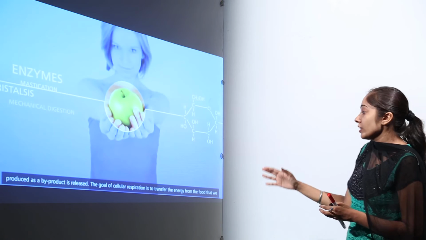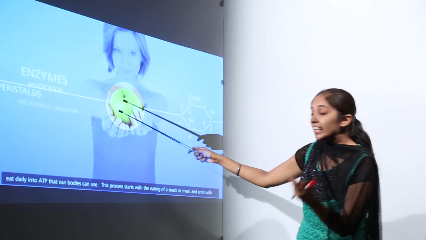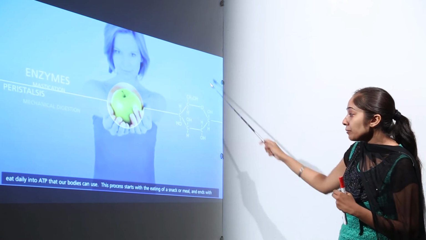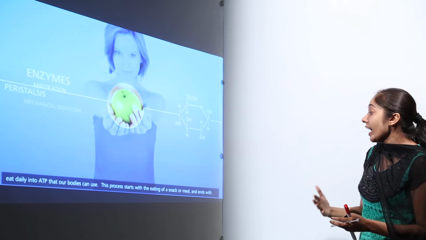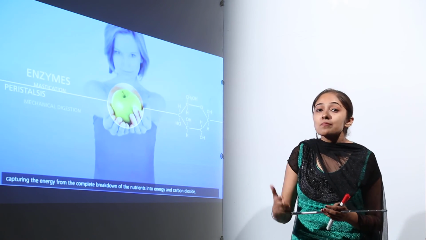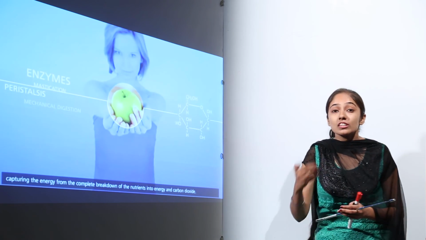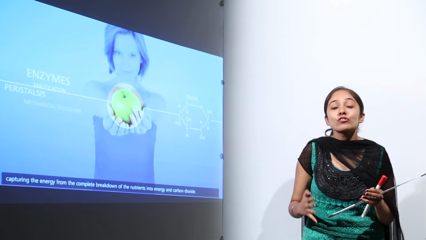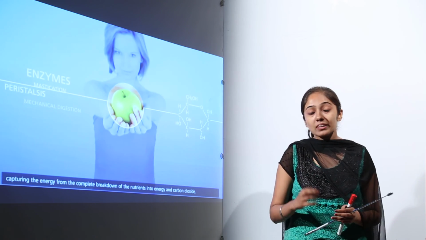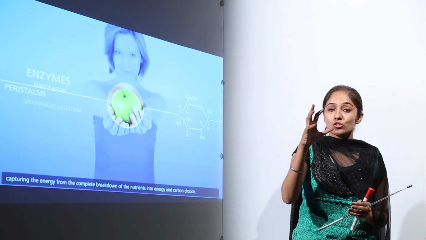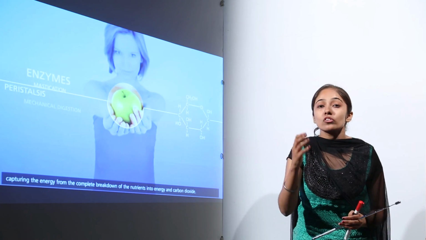The goal of respiration is to transfer the energy from the food that we eat daily into ATP, the energy currency of the cell. The byproduct is carbon dioxide, which needs to be removed. This was a summarized view of the respiration process that occurs in 4 stages. Remember that we have glycolysis, oxidation of pyruvate, the citric acid cycle, and at the end the electron transport chain.